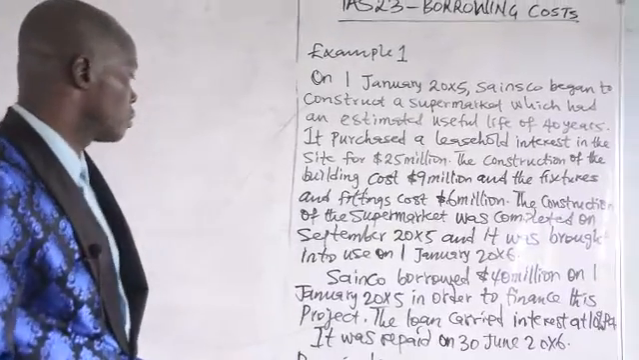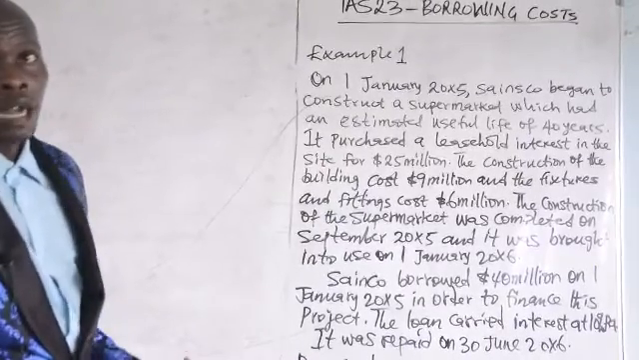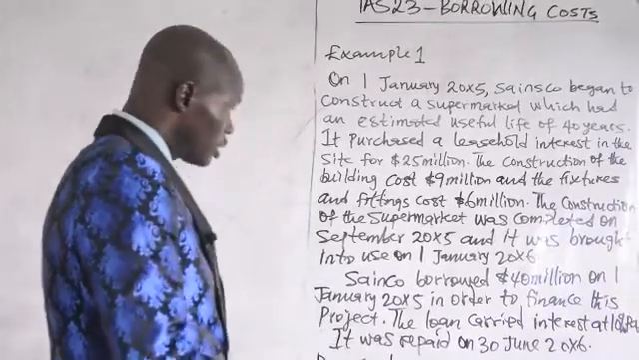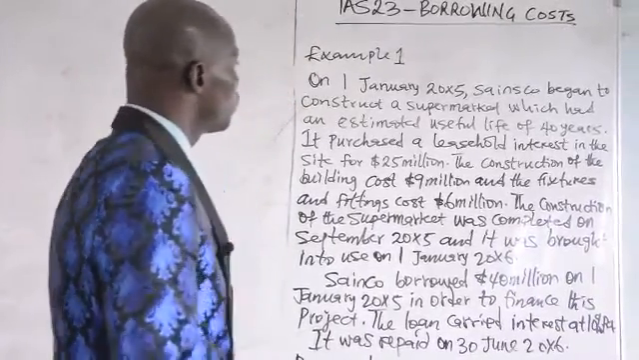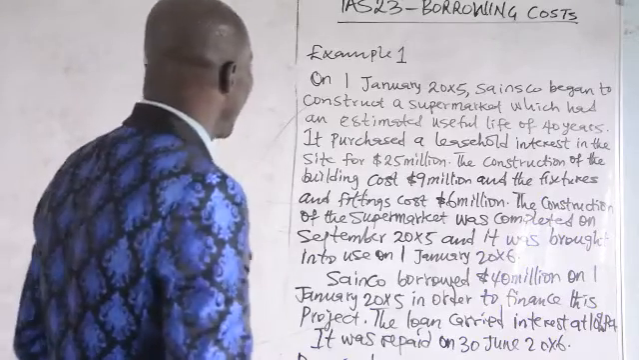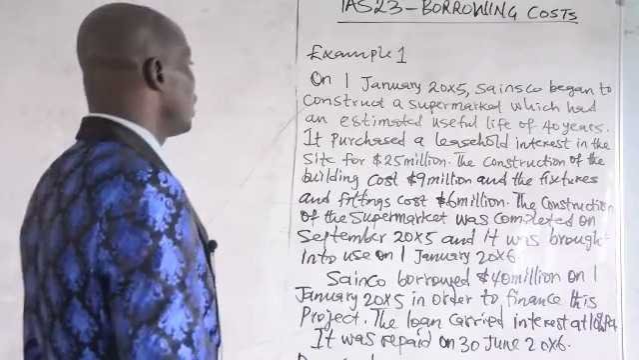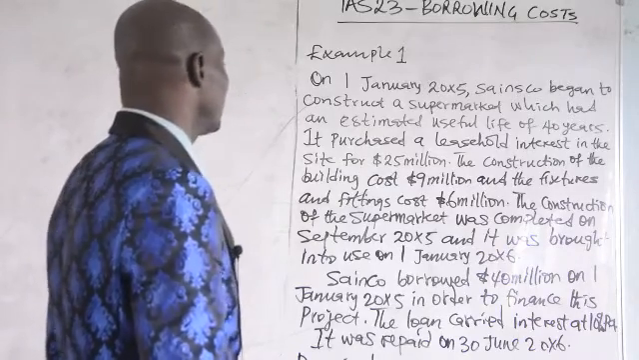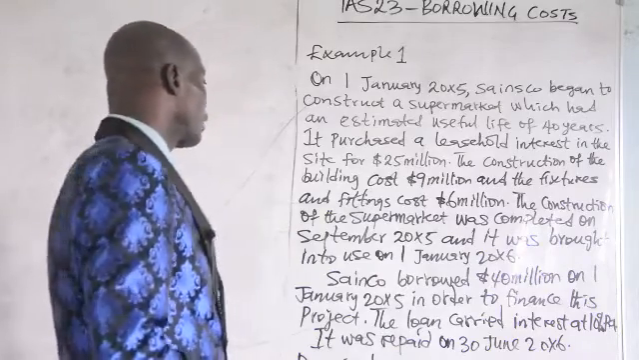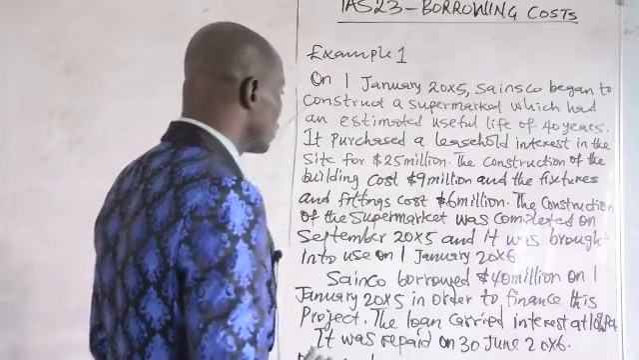Example 1. This question is obtained from the ACCA study text by Kaplan. On 1st of January 2005, Saint Co. began to construct a supermarket which had an estimated useful life of 40 years. It purchased a leasehold interest in the site for $25 million. The construction of the building cost $9 million, and the features and fittings cost $6 million.